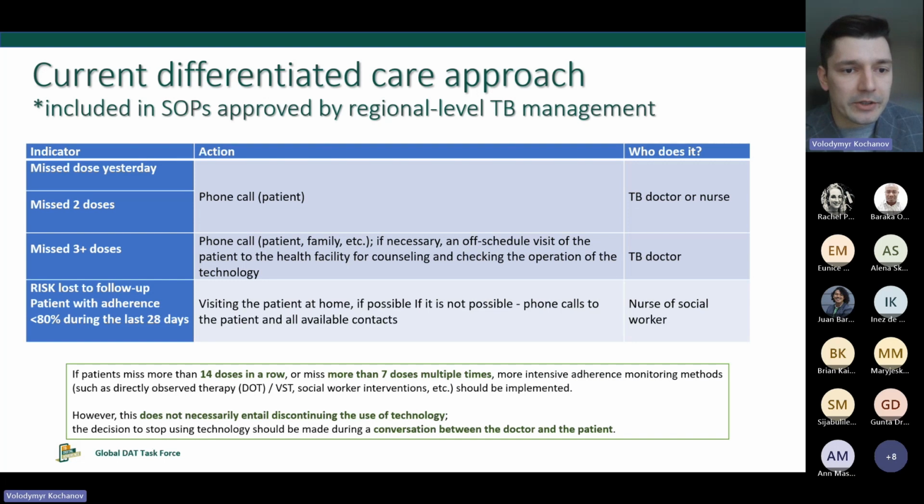Also, we were trying to make this differentiated care algorithm as close to the national standards as possible. And currently, we suggest switching to the other technology or to the other methods of treatment support if a patient misses more than 14 doses in a row or misses more than 7 doses multiple times.